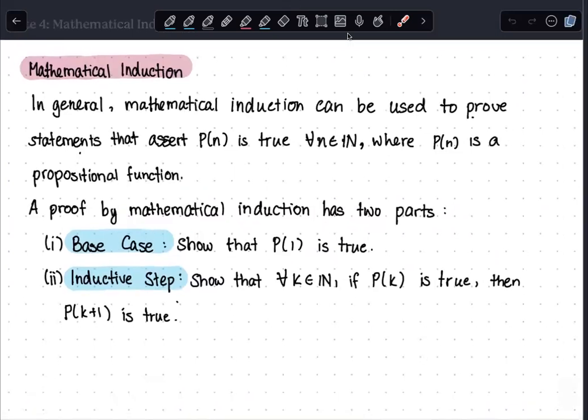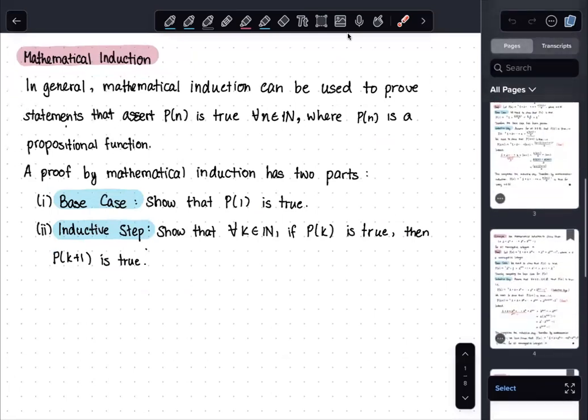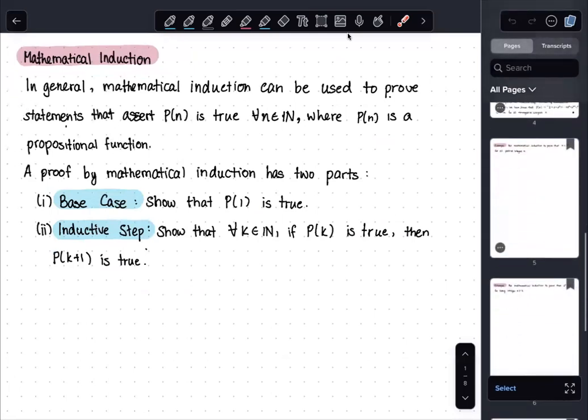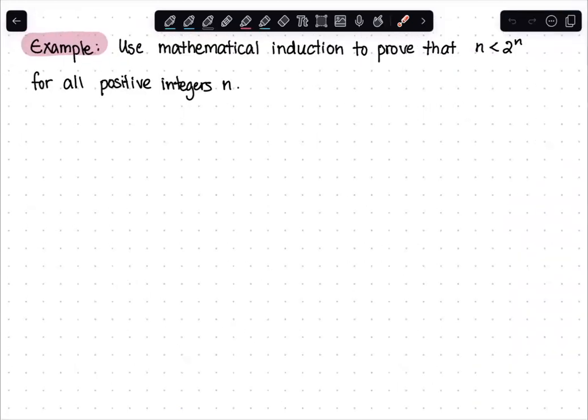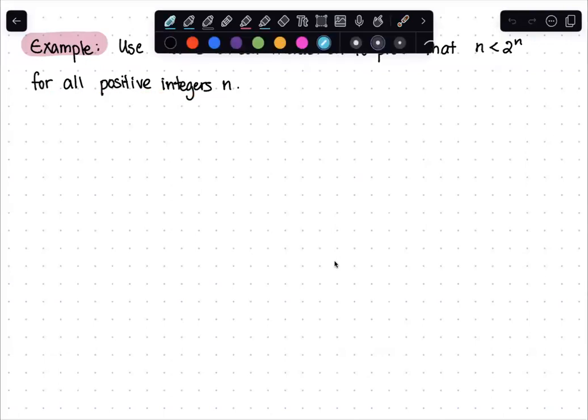We had a look at a couple of examples last time, so this time we'll have a look at some more examples. This example involves the use of inequalities. We want to use mathematical induction to show that this statement is true. In this case, our propositional function should be this statement for all positive integers n. All right, so let's start with the proof.